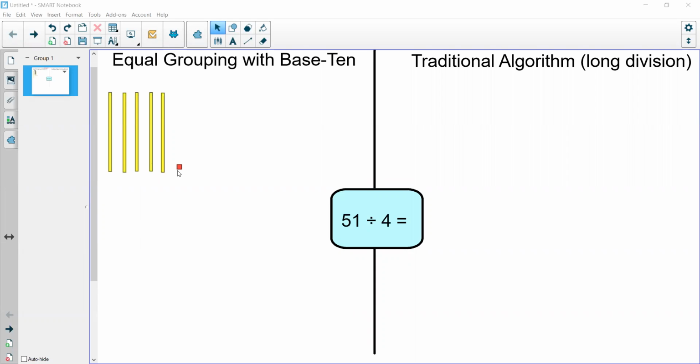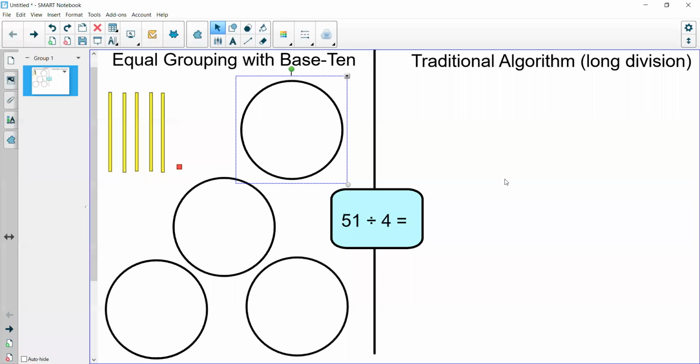Next, I need to think about my groups. The second number in your division for equal groups tells you how many groups you need. So for 51 divided by 4, I need 4 groups. I'm representing my groups using circles.